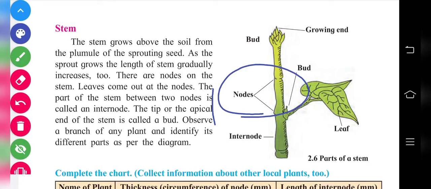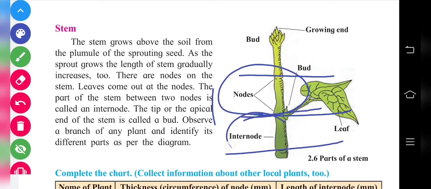So leaves come out at the nodes. Okay, there are the nodes on the stem, this is the stem and the leaves come out of the nodes. The part of the stem between two nodes is called the internode. So there are two stems, this one is the stem and this one is the stem. Is it correct? And this part is called the internode. Okay, this part is called the internode.